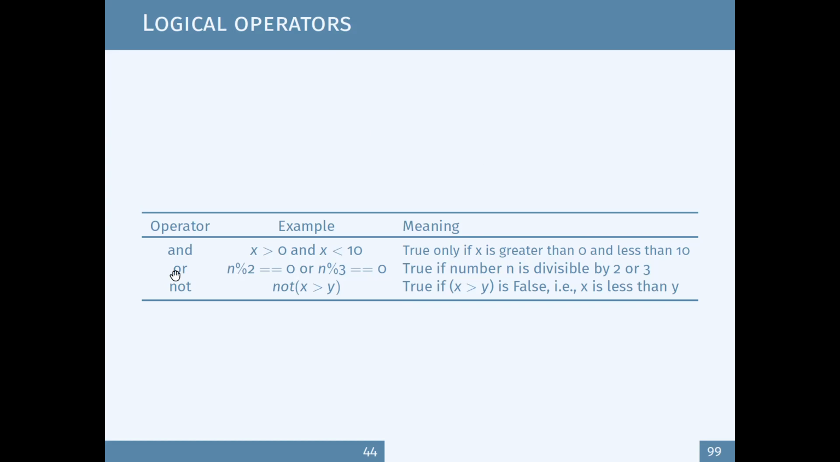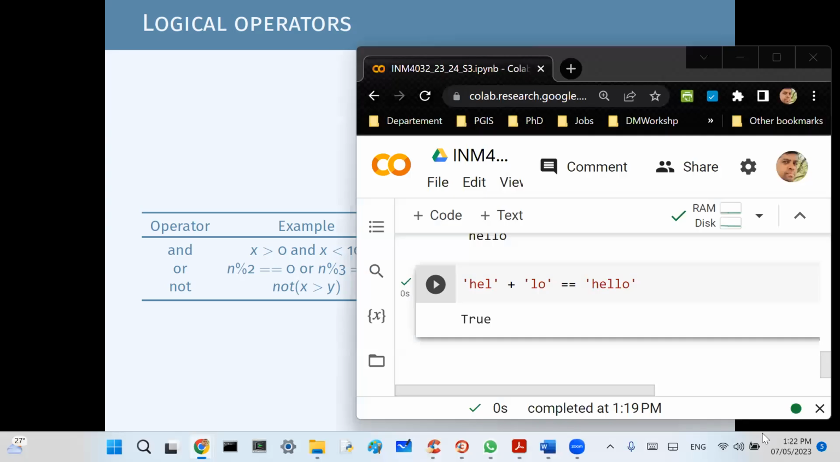Now the first one, AND operator. So AND operator works like this. If both expressions, both comparison expressions, are true, then the whole expression becomes true. So for example, in this example, you are checking whether x is greater than 0, and at the same time you check whether x is less than 10. If the value of x is in between, this whole expression evaluates to true. So let's see that.